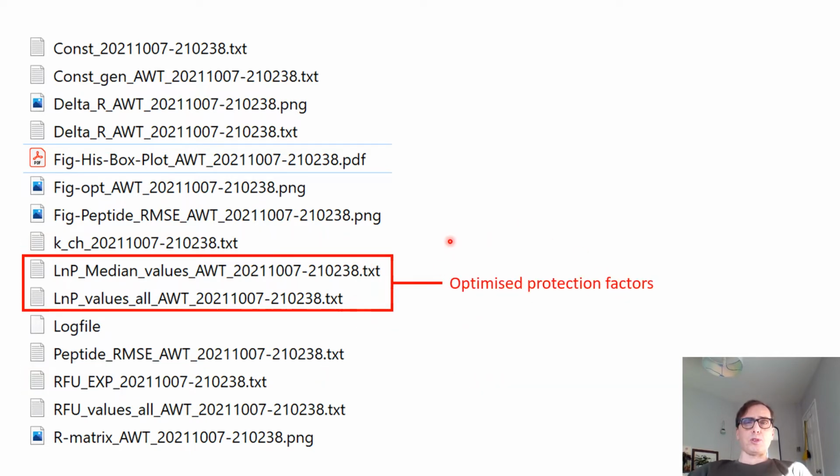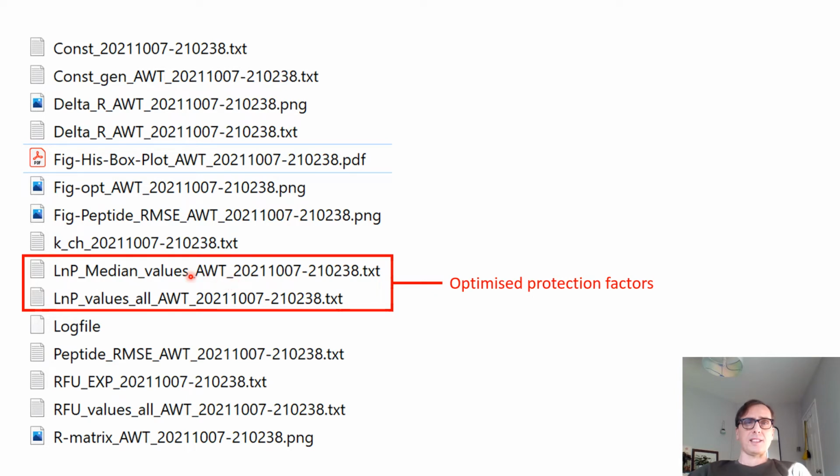The main outputs, or one of the main outputs, is the optimized protection factors. Of course, we have two outputs for this. The first one is taken as the median over all replicates, and this should be the one that is referred to as your main output. These values are also found on this fig opt PNG.